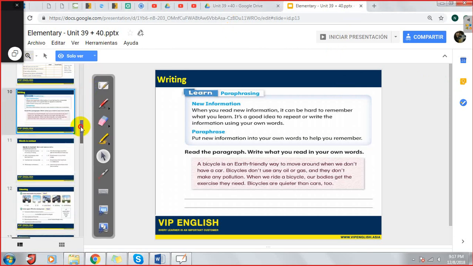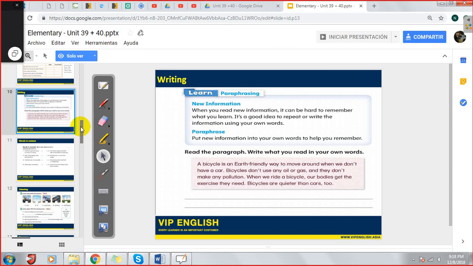First, read the paragraph. A bicycle is an earth-friendly way to move around when we don't have a car. Bicycles don't use any oil or gas, and they don't make any pollution. When we ride a bicycle, our bodies get the exercise they need. Bicycles are quieter than cars too.